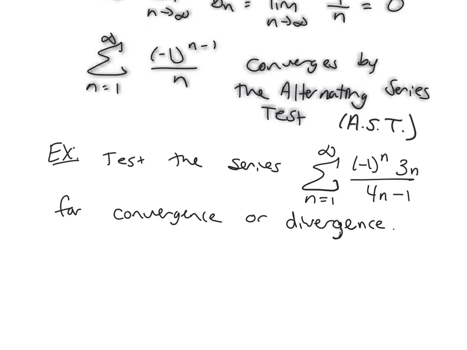So for this series, what would our b sub n be? You've got the 3n over 4n minus 1. 3n, because you also want to include that other term. When we come up with our b sub n, the only thing we're getting rid of is this piece right here, okay? So 3n over 4n minus 1.